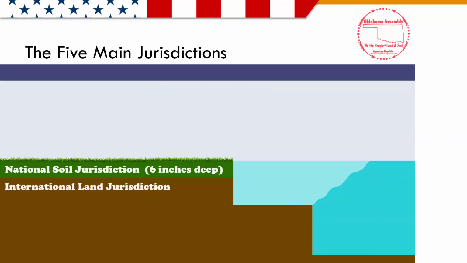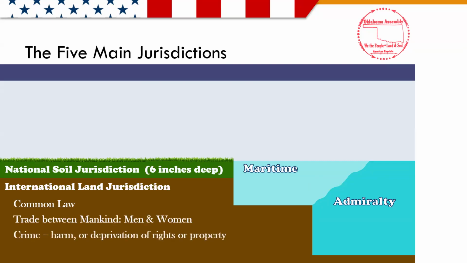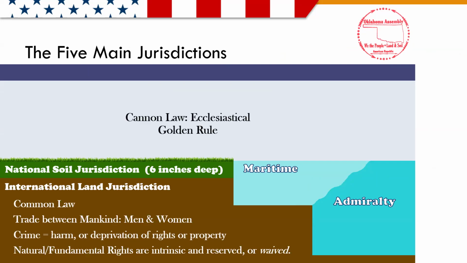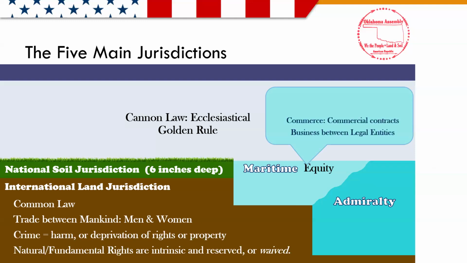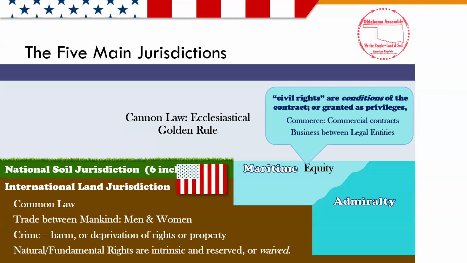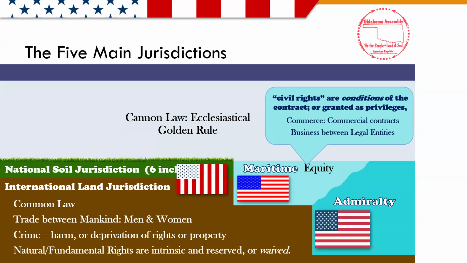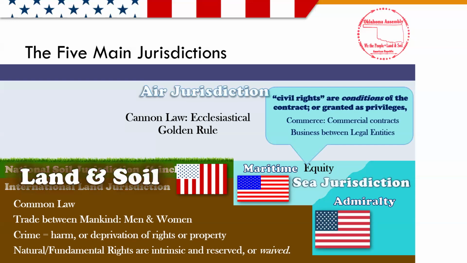Again, here's the national soil jurisdiction, the international land jurisdiction, maritime, admiralty. And then on the land and soil jurisdiction, you have common law, and then you have trade between men and women, and crime is harm or deprivation of rights and property, and natural fundamental rights are intrinsic and reserved or waived. In the air jurisdiction, canon law is ecclesiastical, and it abides by the golden rule. Maritime is concerned with equity, and commerce, commercial contracts, and business between legal entities. In this jurisdiction, there are no fundamental rights, but rather civil rights, which are conditions of the contract or granted as privileges, and we'll get to that later. Again, here are the flags for those respective jurisdictions. And then you have the land and soil jurisdiction, and the sea jurisdiction, and the air jurisdiction.